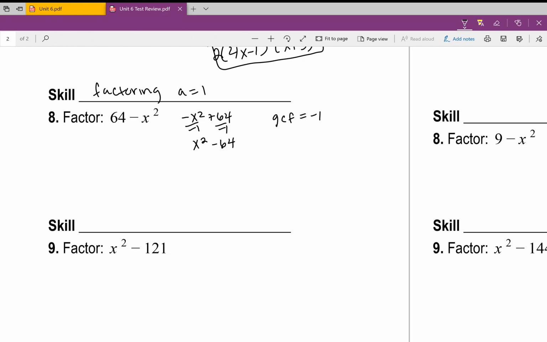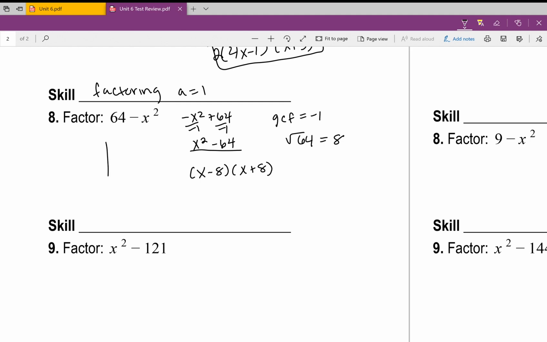So I'm looking at this equation here. There's two ways we could solve it. We could solve it by grouping, like we've been doing. Or if you notice that x squared is by itself with just a number, so that means b is missing, we could just take the square root of 64. So for example, the square root of 64 is 8. So that means our answer is x minus 8 and x plus 8.